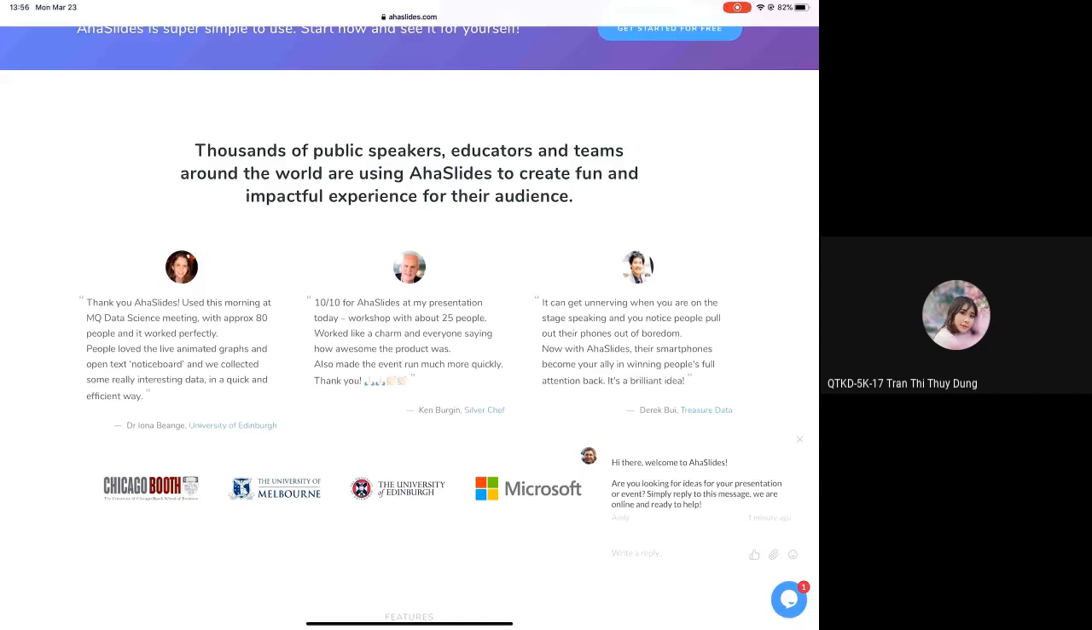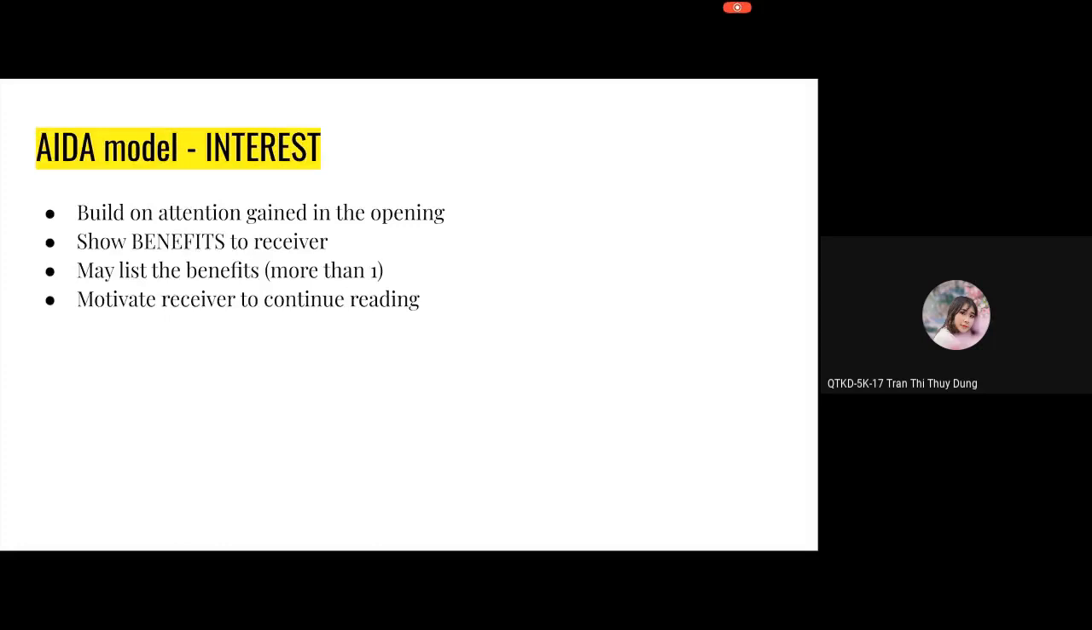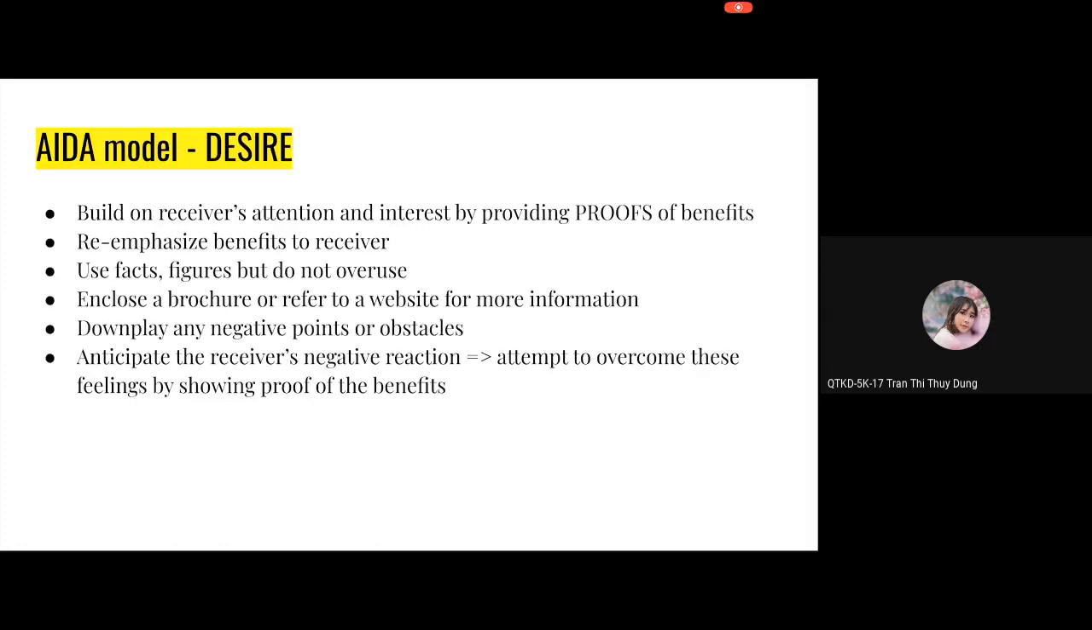Can you summarize all these 4 points in the comment chat box for me, please, to make sure that you don't forget it? So what types of proofs can you provide in the desire part to show that what you talk about the benefits is true and not just lies? We have 4 main types of proofs. What are they? I'm waiting for your comments now.